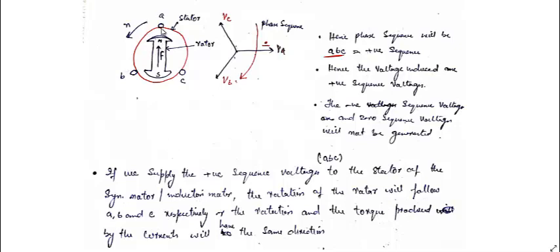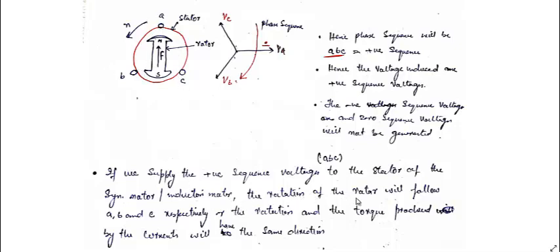First, North Pole will point to A, then it will face B, and then it will face C. Positive sequence will be A, B, C, C, A, B, or B, C, A. In all the cases, it will be a positive sequence. Negative sequence will be A, C, B, C, B, A, or B, A, C.